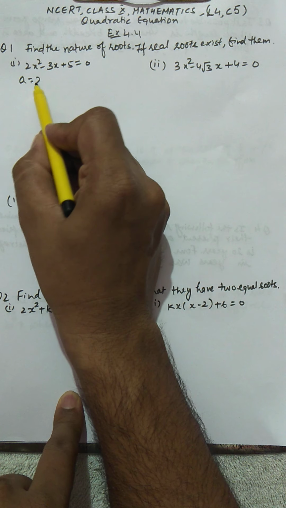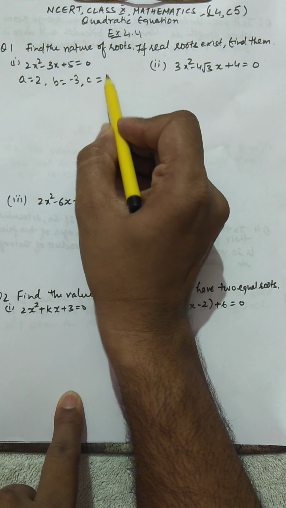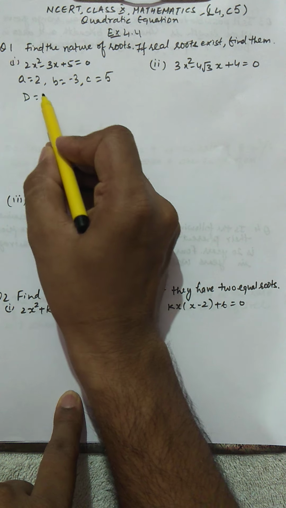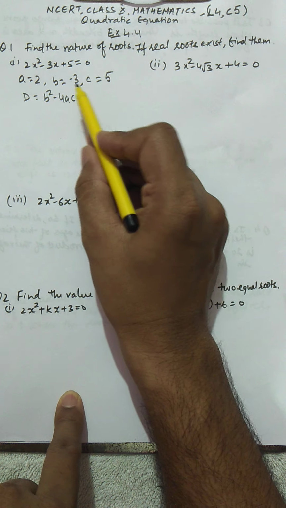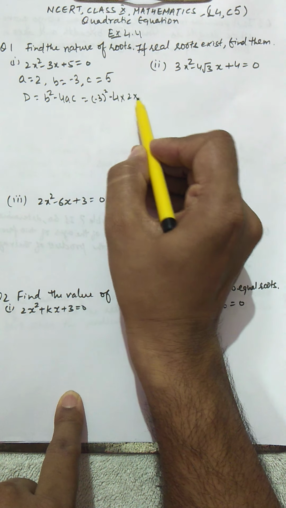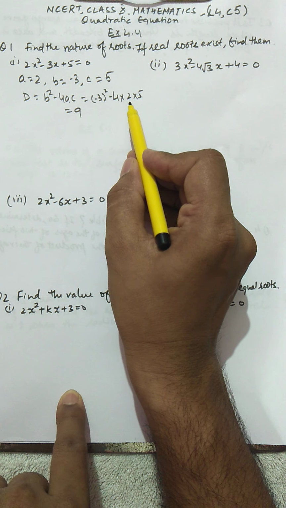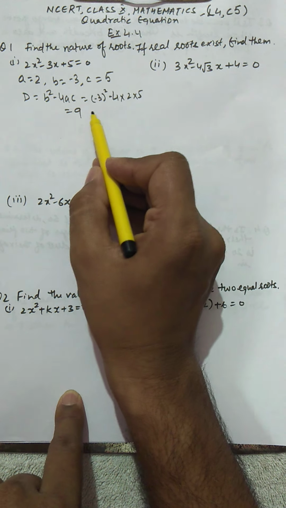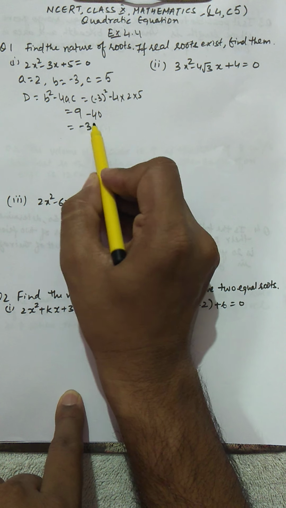This A is 2, B is minus 3, and C is 4. So our D will be B square minus 4AC. So B is minus 3, and 4 into 2 into 5. So that is going to be 9 minus, this is 4 into 2, which is 8, and 8 fives are 40. So this is going to be minus 31.